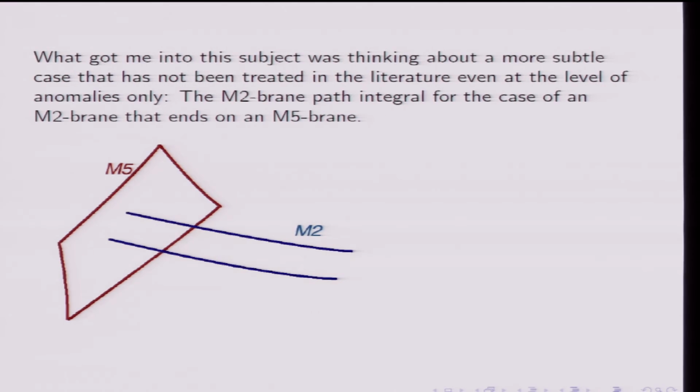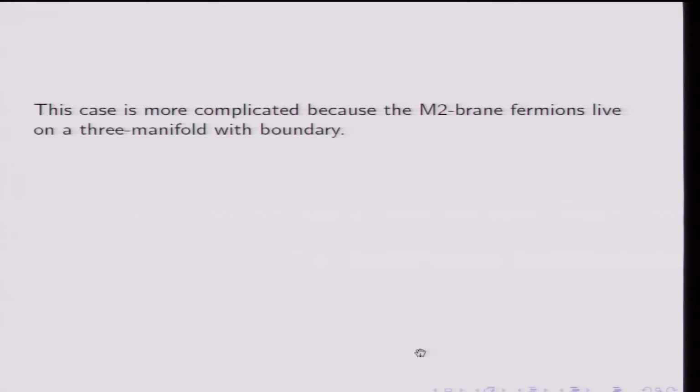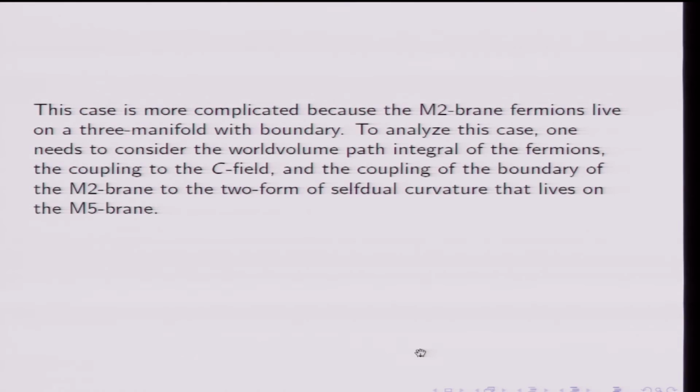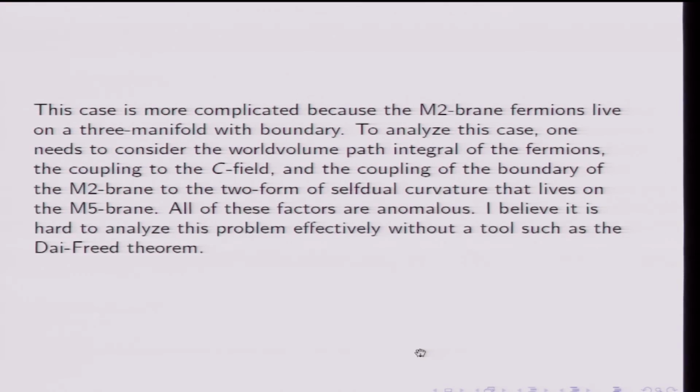So the M2 world volume anomalies, even if the M2 world volume is orientable, and even if you only treat anomalies and don't try to give an absolute definition of the path integral, is a very subtle problem because there are anomalies everywhere. The world volume path integral of the fermions, the coupling to the C field, and also this funny 2-form of self-dual curvature on the M5 Brane. So even an anomalies-only approach to that problem is rather tricky.